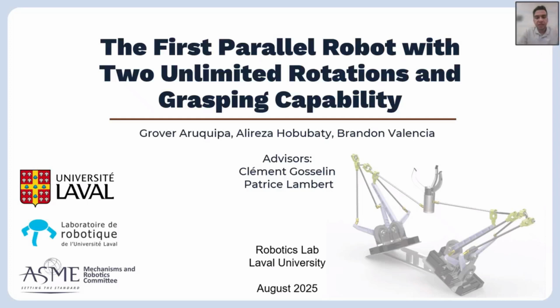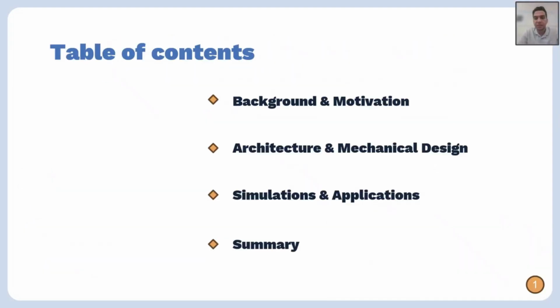Hello everybody, my name is Alireza Hobubaty. I'm from Laval University in Québec, Canada. I'm presenting the first parallel robot with 2 unlimited rotations and grasping capability.